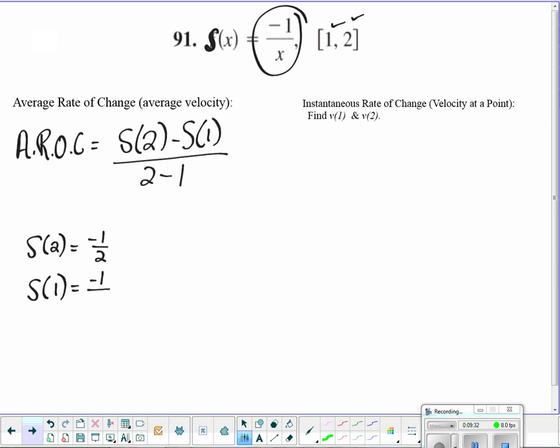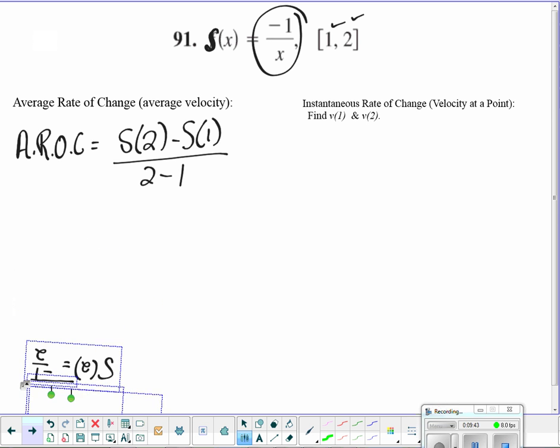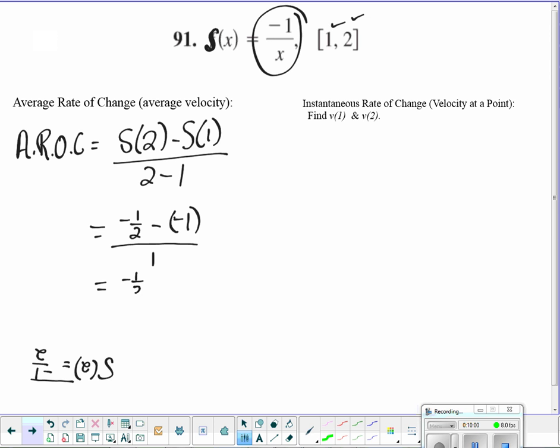Negative 1 over 1 gives us negative 1. So I have my two values, and I can bring them into my calculation here. s of 2 was negative 1/2 minus s of 1 was negative 1, divided by 2 minus 1, which is 1, gives me negative 1/2 plus 1. Final answer is 1/2. The average rate of change on the interval from 1 to 2 is 1/2.